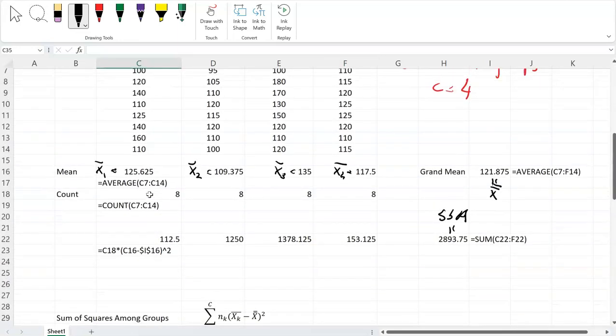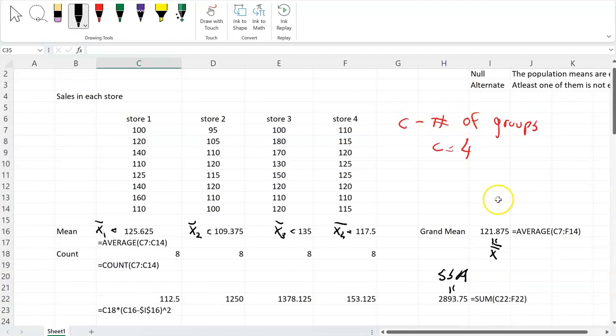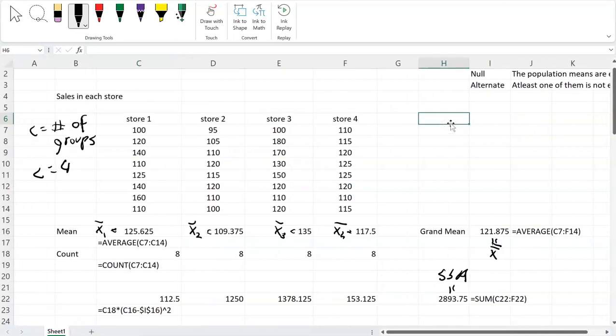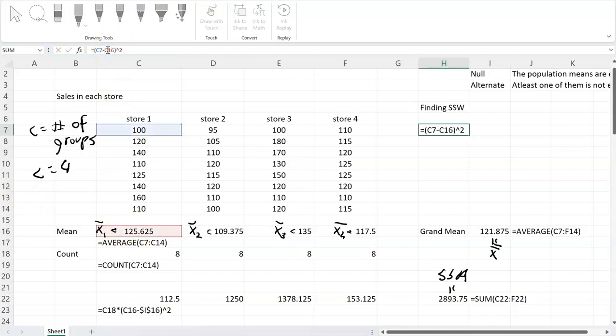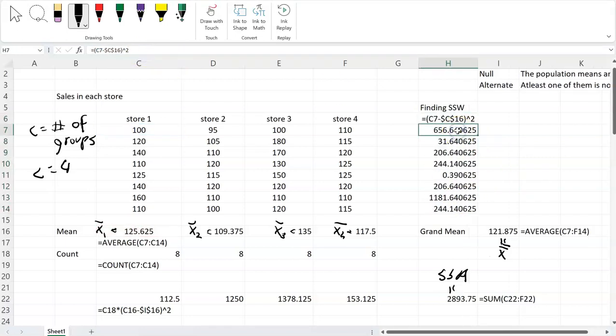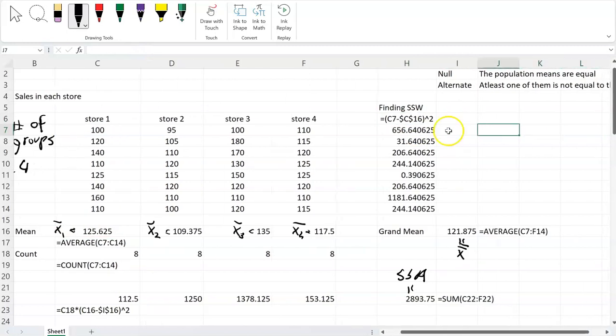Let's just work on it maybe right here. So I'll just rewrite this somewhere else. In this case, first I'll take the number of the store and then subtract the mean that I have down here, and then I'll square it. Since I don't want to move this mean around, I'll put $ signs around it, and then I will highlight it all the way down. So this number is going to be this value up here. We will do the same thing for the other 3 stores that we have.